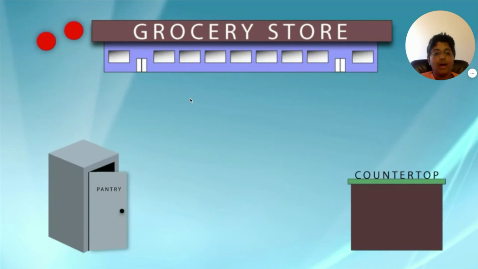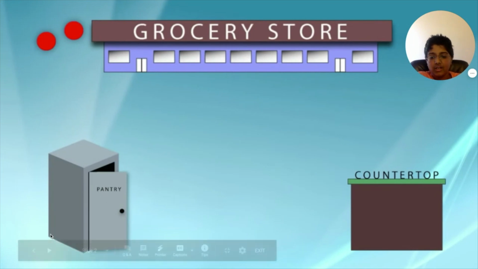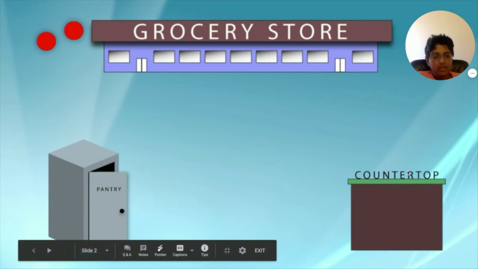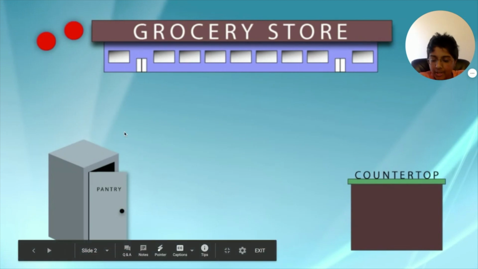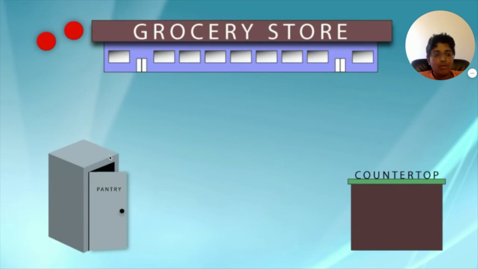Okay, let's take it into a pizza maker perspective. The grocery store is all the pizza ingredients. The pantry is how many pizzas can be stored, and these are the chefs. So let's take two chefs. Let's say one chef can make one pizza per minute, which is probably impossible, but let's say that's how it works. So two chefs can make two pizzas per minute.